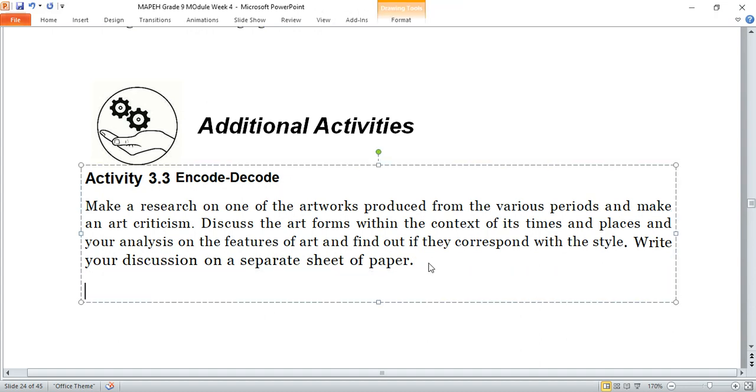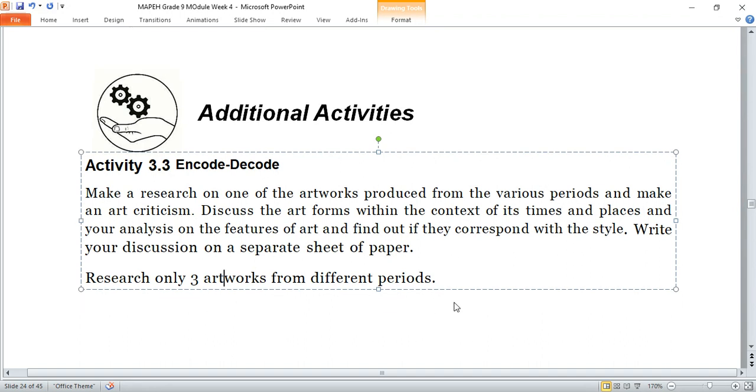Okay. So for your information, you just research only three artworks from different periods. Okay. So let's be specific with this. We just research only three artworks, three artworks from different periods. Right? So put it in a long bond paper, and then submit it to our Google Classroom.